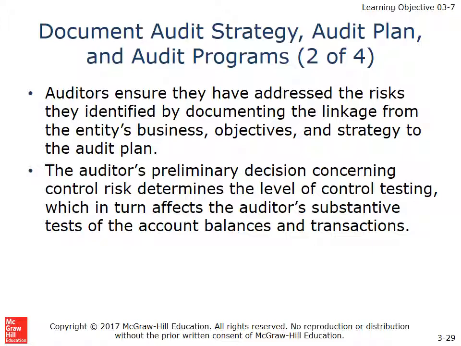The auditor's preliminary decision concerning control risk determines the level of testing they do. The level of testing affects the auditor's substantive tests of the account's balances and transactions. So what happens is we ask, how much risk is there in the internal control of the company? The more risk there is, the more testing of account balances and the transactions inside of the account we would have to do to feel confident that the account balance is correct.